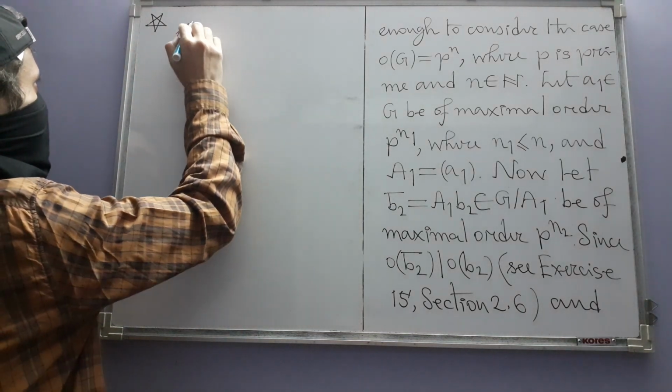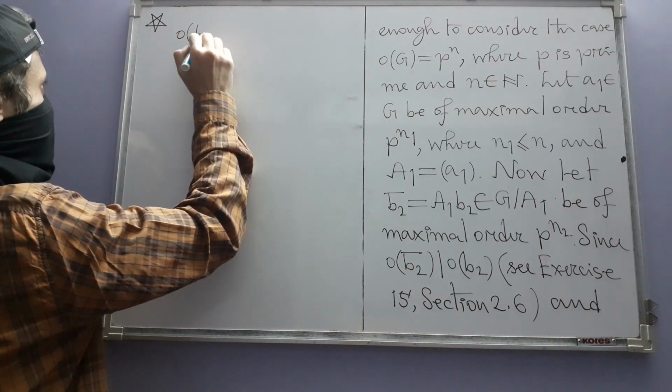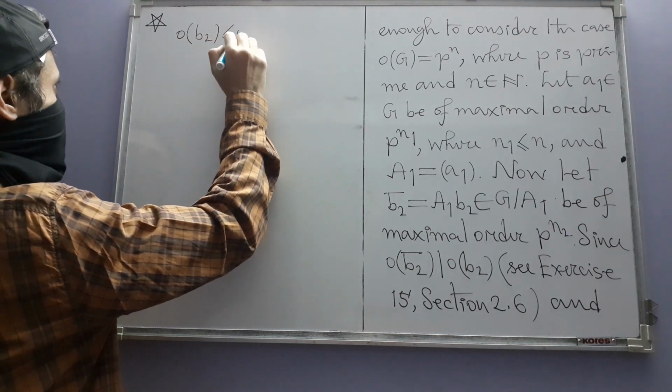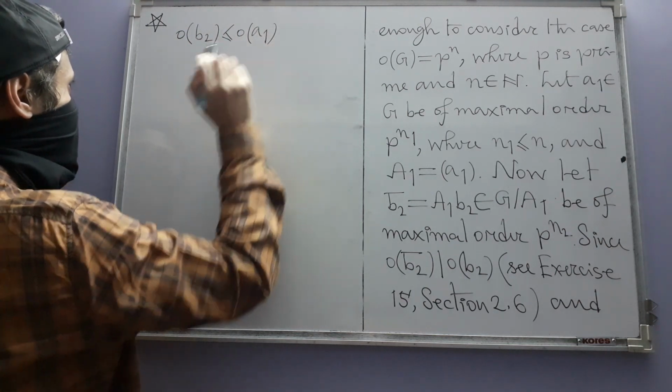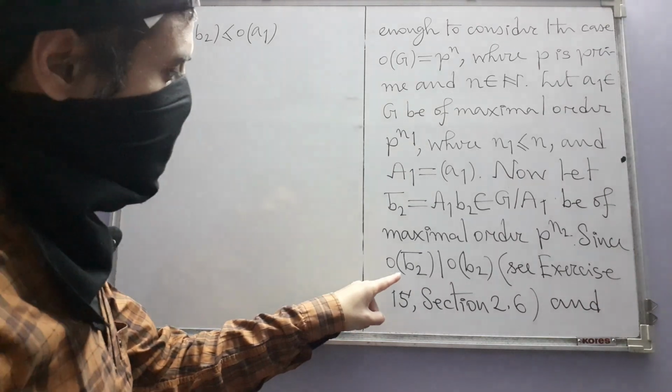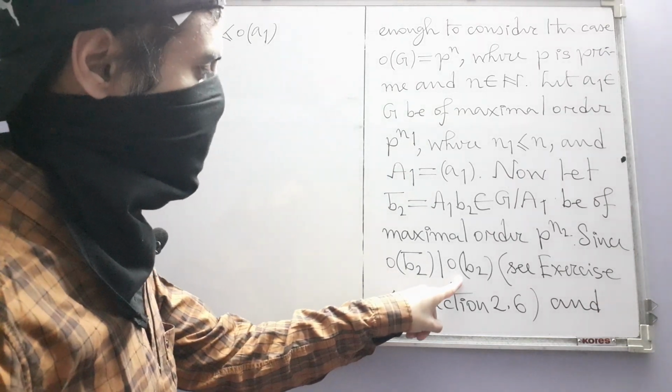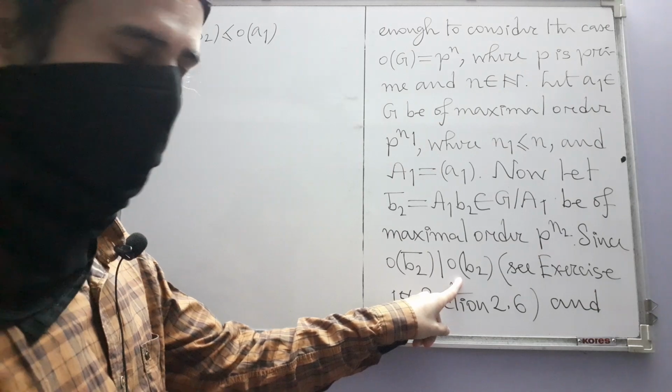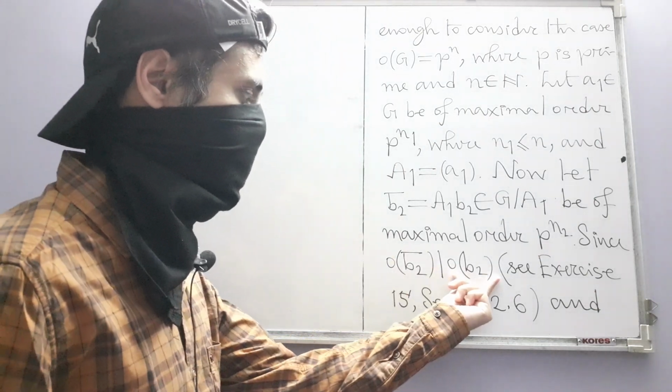And the order of P2 is less than or equal to the order of A1. You see, this order dividing this order means what? In particular, it means that this is less than or equal to this.